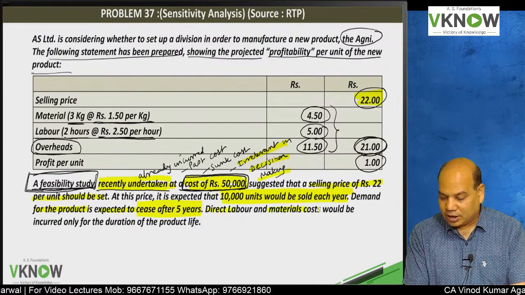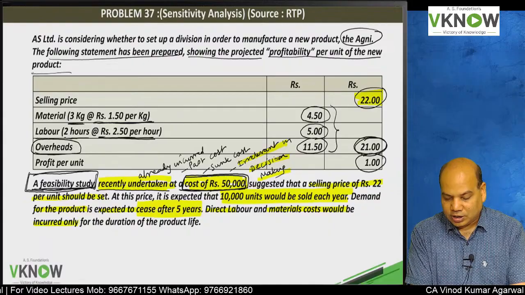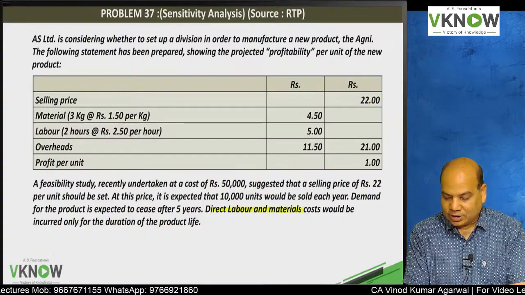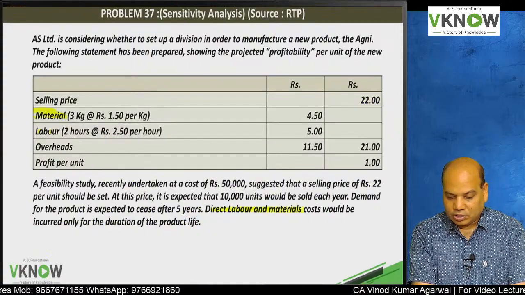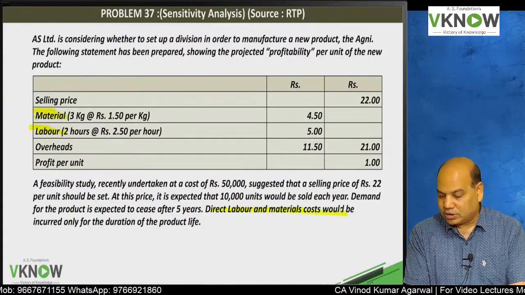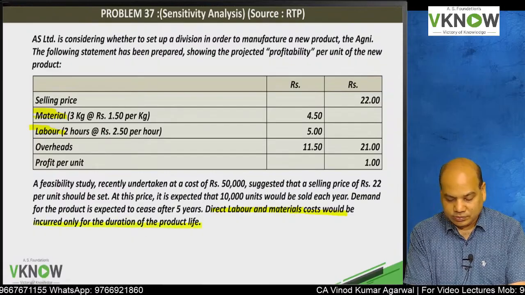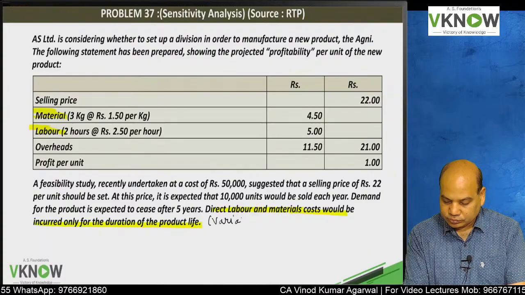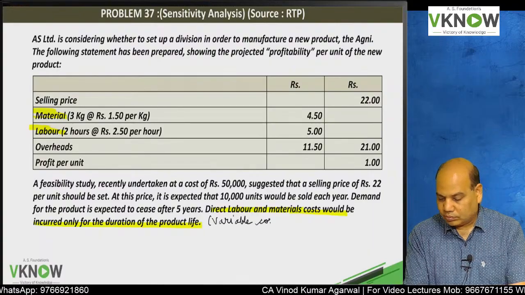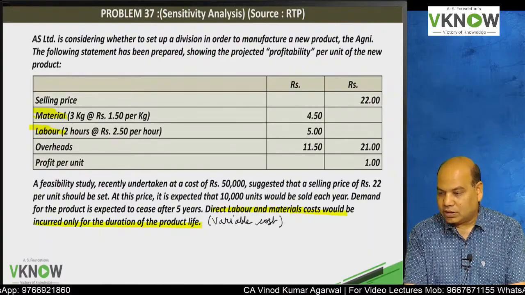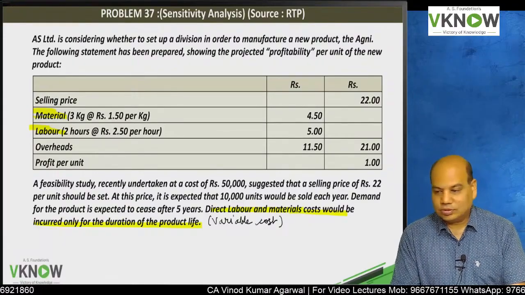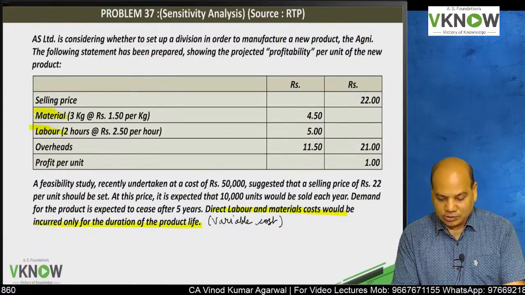Direct labor and direct material costs will be incurred only for the duration of the product life. Direct labor, direct material are variable cost. The meaning of this line is that they are variable cost. If they are variable cost, they will be incurred only if there is a sale. If there is no sale, they will not incur material labor cost.